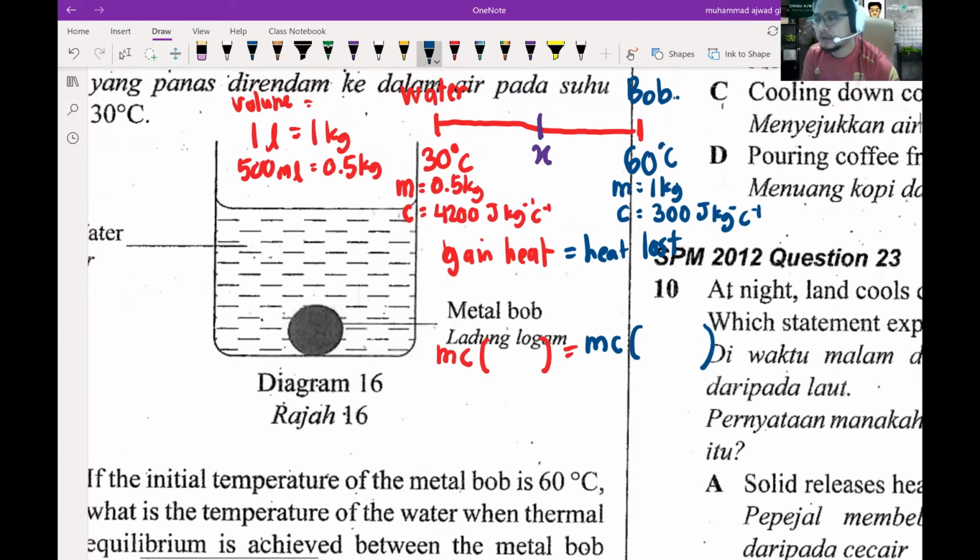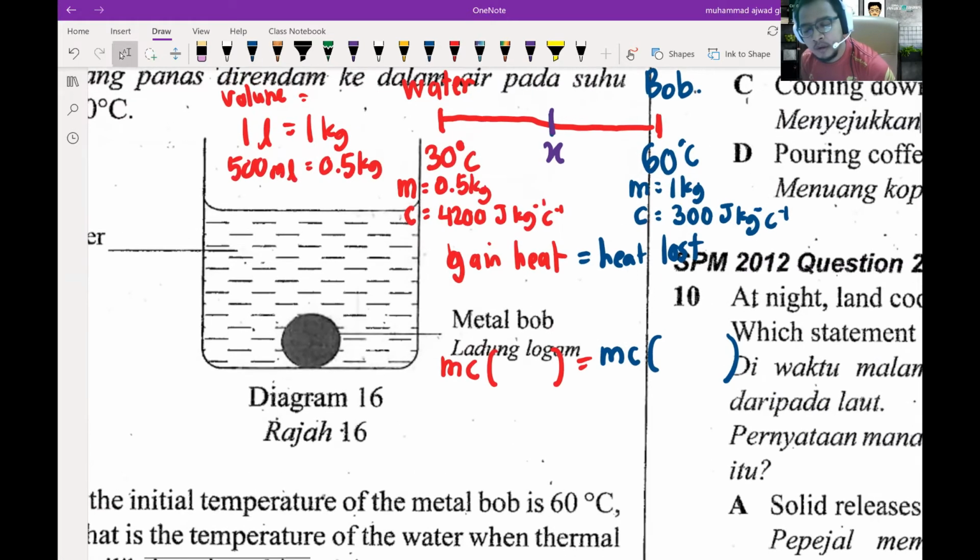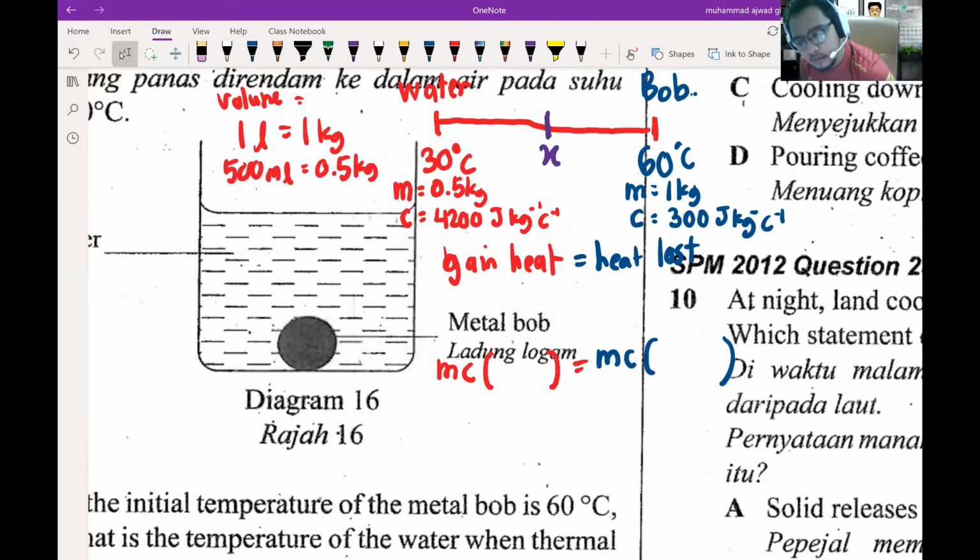Sebab cikgu nak ajar yang temperature ni. Temperature ni selalu ramai buat silap. Okay, untuk water, theta will be X minus 30. Untuk bob, the temperature will be 60 minus X. Sebab kita tengok perubahan. Nak tengok perubahan, ambil besar tolak kecil. So for water, X is bigger than 30, so X tolak 30. For the bob, 60 is bigger than X. X is the final temperature, dan final temperature dia kena sama.